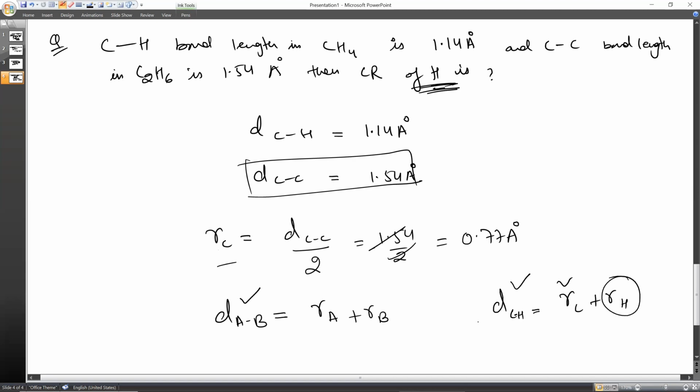Tell me, what is the radius of hydrogen? 0.37. Very good. So the bond length of the CH bond is given as 1.14, and that equals RC, 0.77, plus RH. So it can be easily calculated. This will be subtracted and you will get RH equal to 0.37. Should I move forward? Yes.